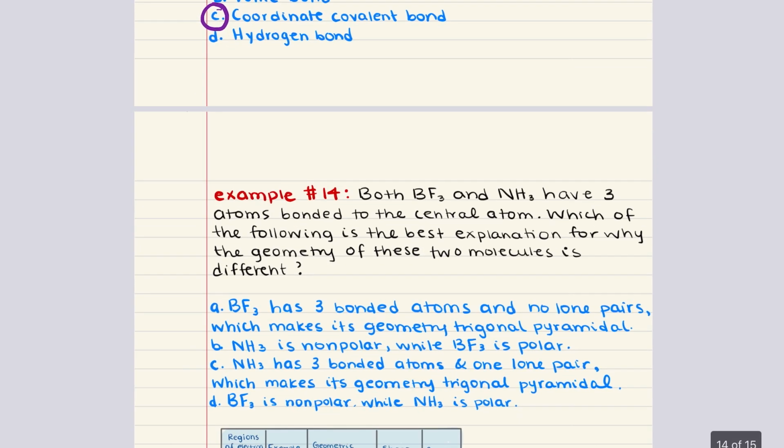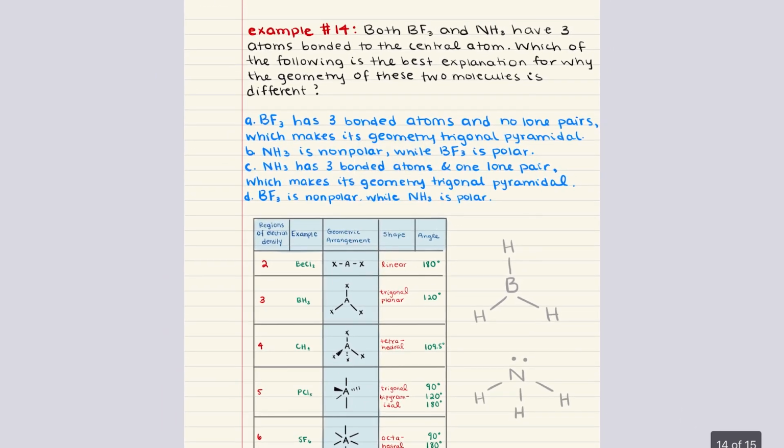Wonderful. Let's move on to problem 14. Problem 14 says both boron trifluoride and ammonia have 3 atoms bonded to the central atom. Which of the following is the best explanation for why the geometry of these 2 molecules is different? Now, this is very similar to a problem that we did earlier. And the thing that we have to rely on here is VSEPR theory.